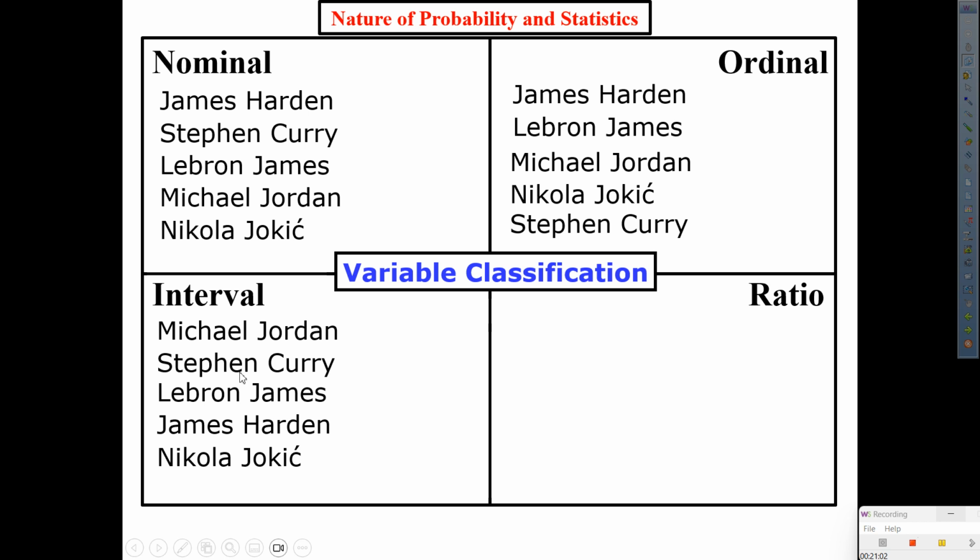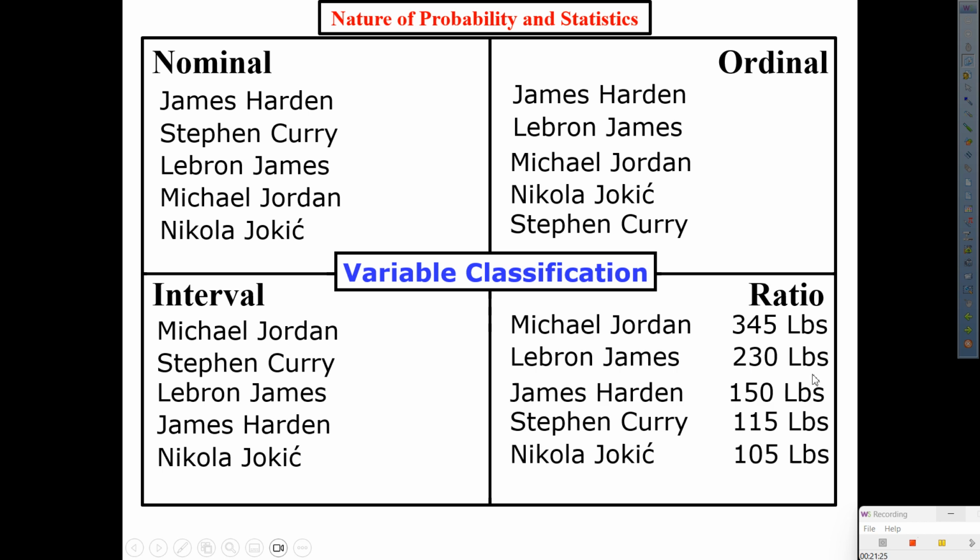Michael Jordan, Curry, LeBron, Harden. What am I doing here? From greatest? Ooh, let's go. All right. And let me go over here. This is how much they bench. You get the idea, right?